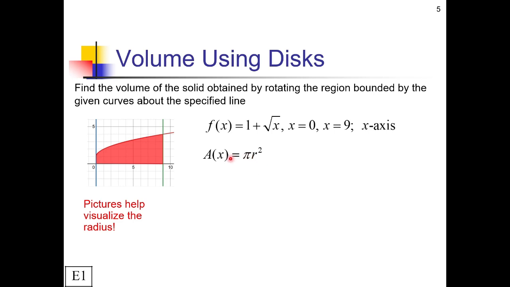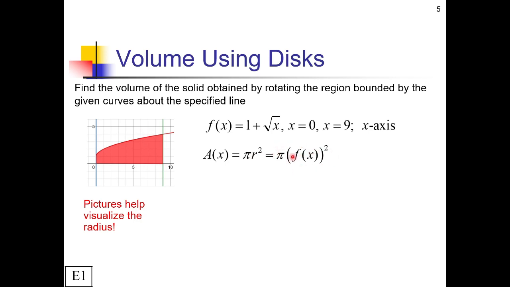Now r is the distance from the axis of revolution to the outside of your bounded area. So in this case, we have a distance of, well, it's just going to be whatever f of x minus 0 is, so just f of x. This is giving us the whole distance here, so we're just going to do pi times f of x squared. So there's our area formula.